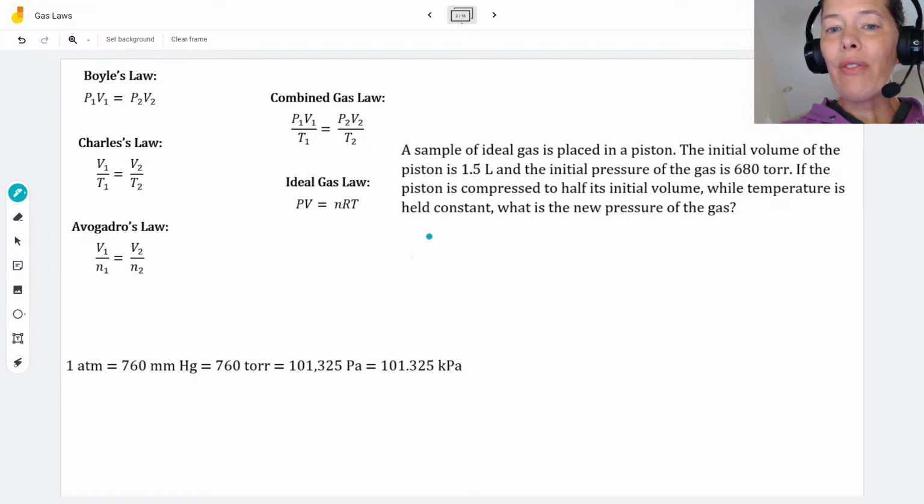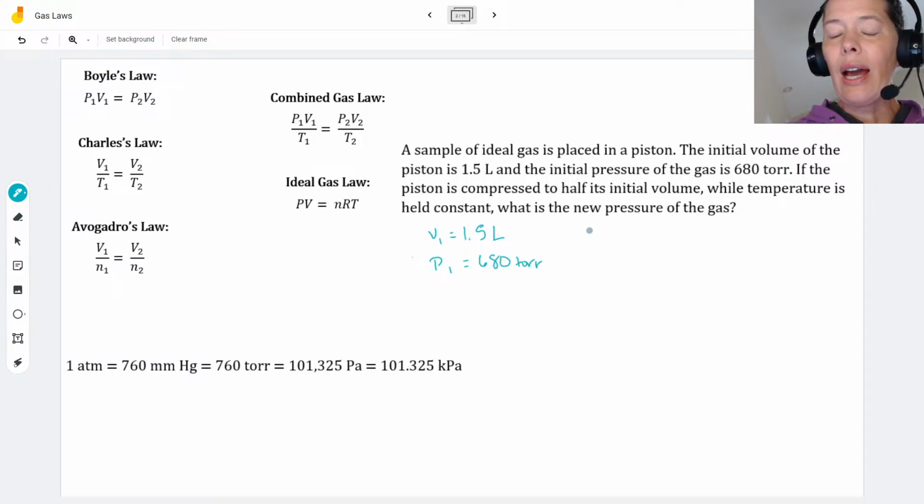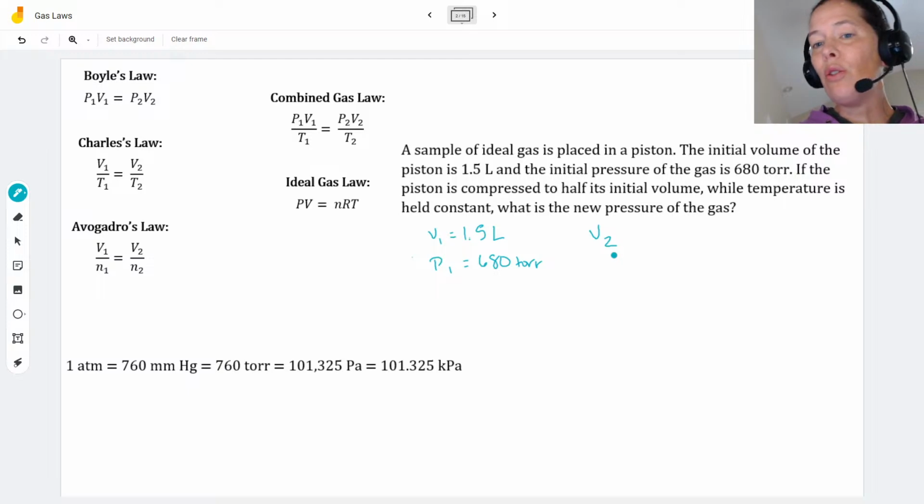So I have an initial volume, or a V1, of 1.5 liters. I have an initial pressure. Oh, sorry, that should be P1, not P2. P1, and that is 680 torr.